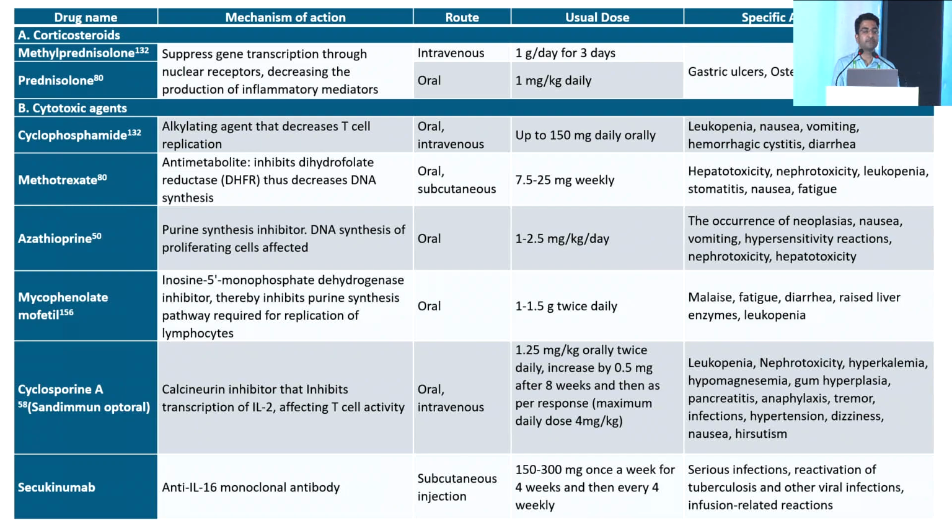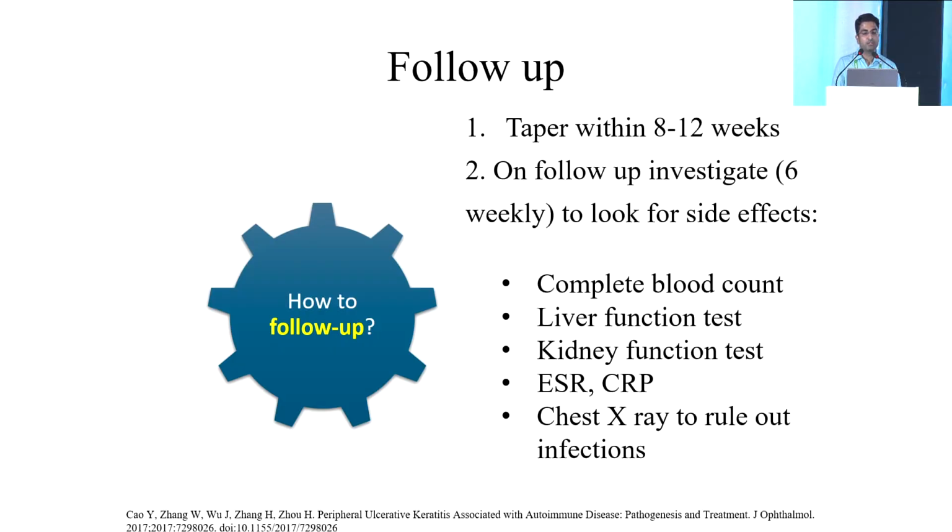So this is a whole list of immunomodulatory agents which you can use with the dosage as well as the specific side effects. So how do you follow up these patients? These can be followed up depending upon the severity of symptoms. If you think that the patient has a severe symptom, you call the patient very frequently and assess the response weekly, or after 3 days if the patient has an impending perforation.